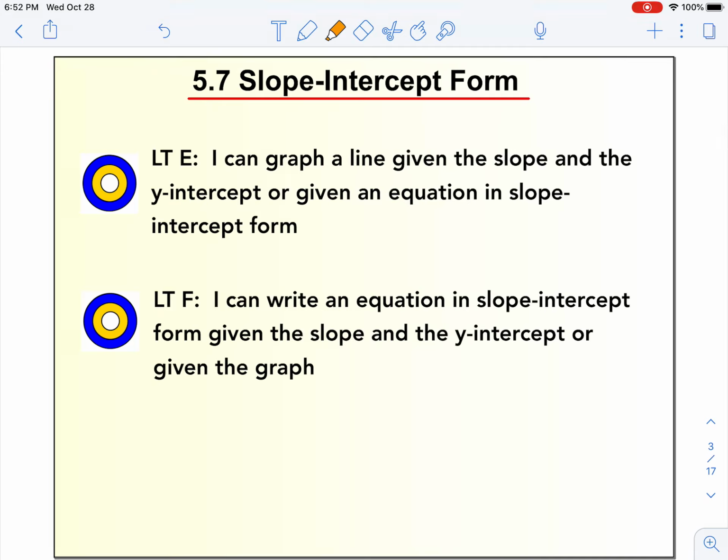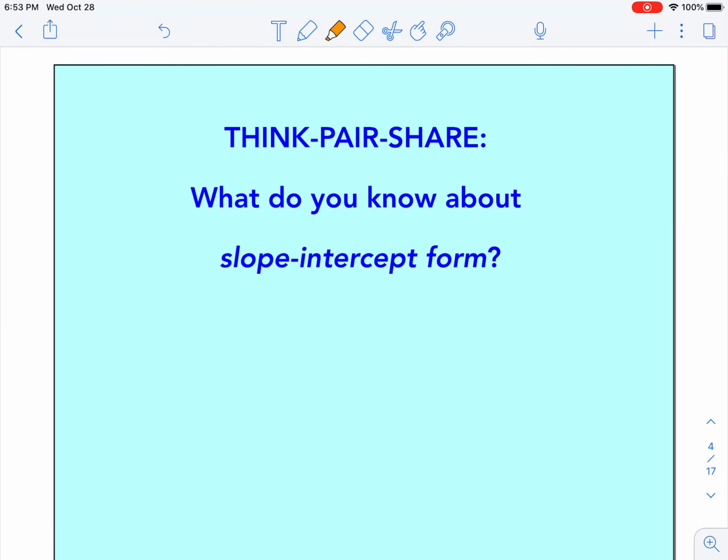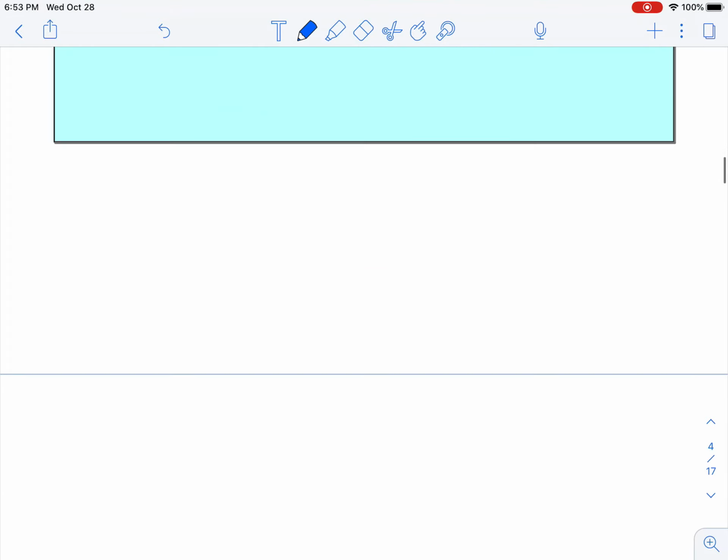In this section or lesson, we are going to graph lines given the slope and the y-intercept, or an equation in slope-intercept form. And we're also going to write equations in slope-intercept form from a graph or being given that information. So think about, what do you know about slope-intercept already? See if you can pause the video and write a few things down about what you remember from slope-intercept form. Then start the video and we'll continue on talking about this.